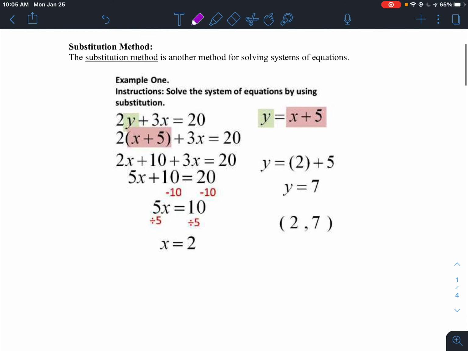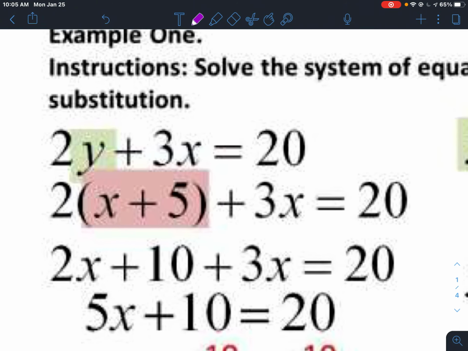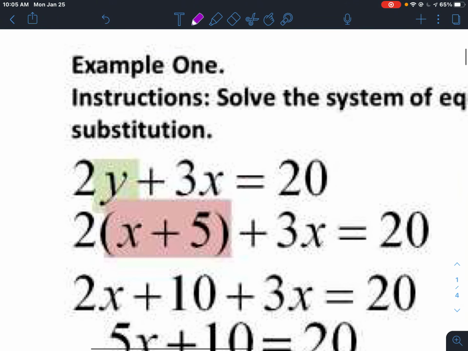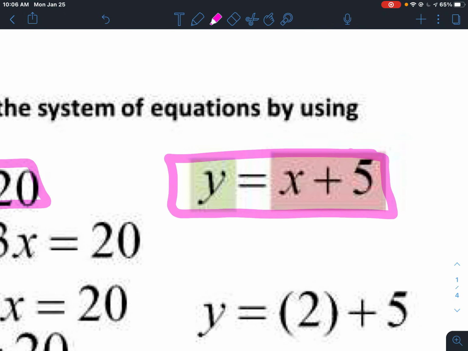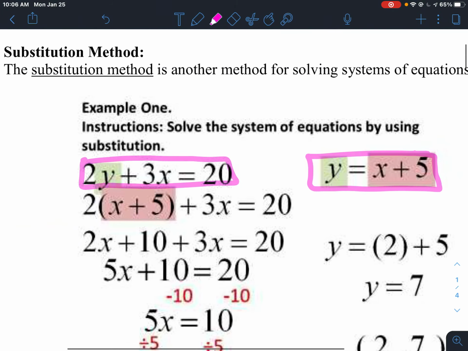So here's an example of how we would do that if we were given two equations. This is the first equation that we're given, and this is the second equation that we're given. Notice that this second equation is solved for y. So I am able to take everything that y equals, this x plus 5, and plug it right in for y.